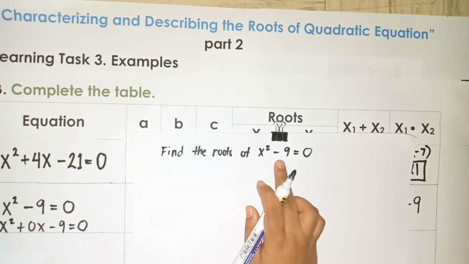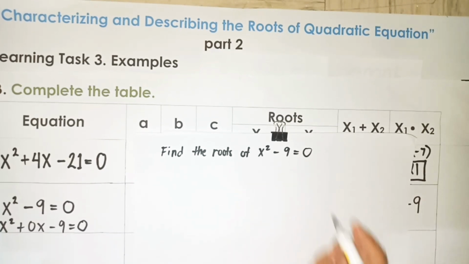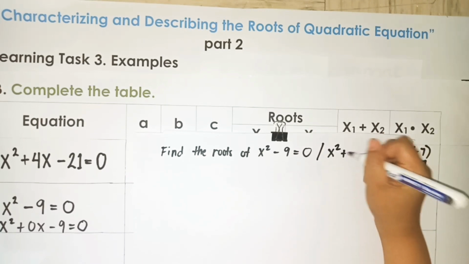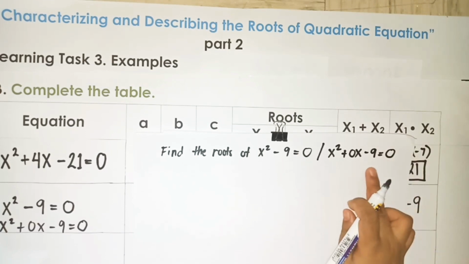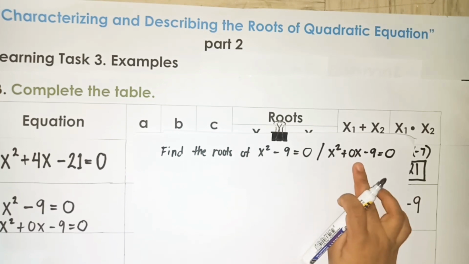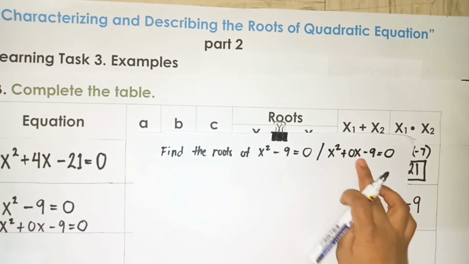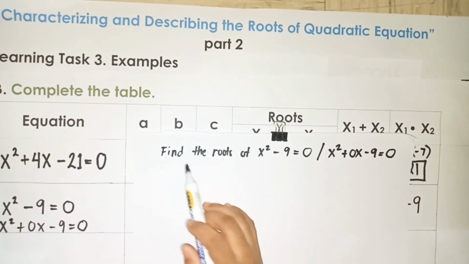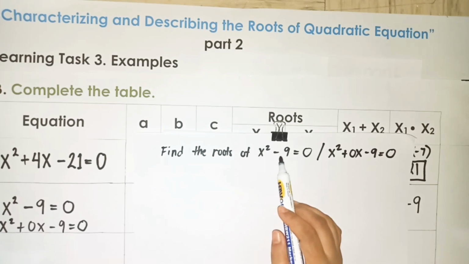So, wala tayong linear term, meaning to say, ang ating pong linear term ay equal sa 0, or we can write it as x squared plus 0x minus 9 equals 0. Pwede rin po siyang isulat na to, but we are not writing it anymore because the linear term is already 0. So, if we are going to factor this and find the roots, we can do factorization because x squared minus 9 is a perfect square trinomial.